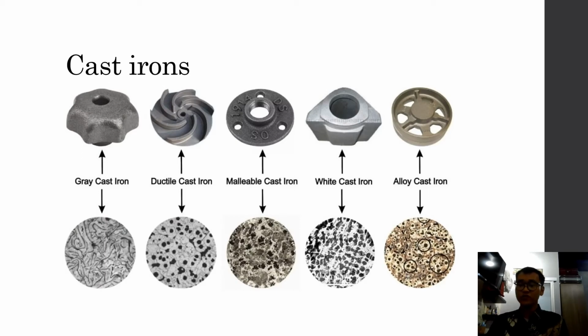The network of graphite flakes provides a considerable degree of corrosion resistance. Gray cast iron is readily machinable due to the lubricating action of graphite. Moreover, the graphite network can damp out vibrations. Gray cast iron thus has excellent damping capacity and is often used as a base for machinery or any equipment subject to vibrations.